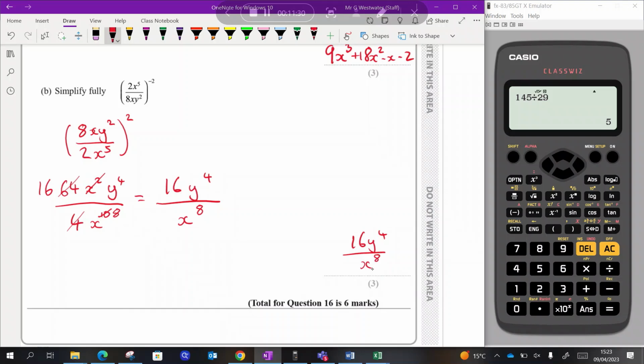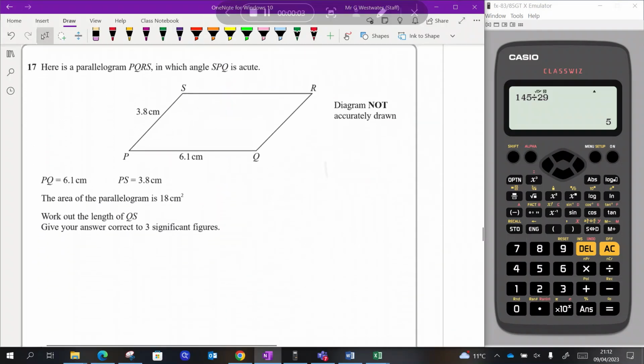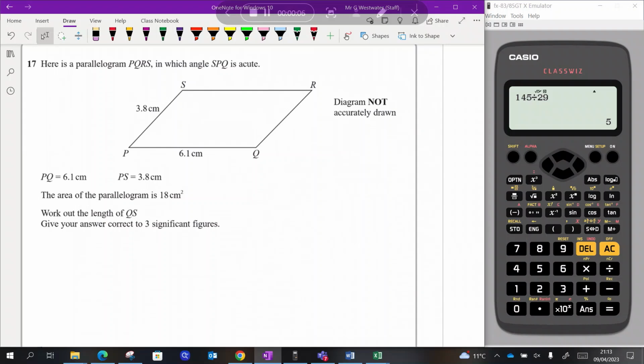Some people left this as x to the minus 8 next to this, but either is absolutely fine as an answer. On to question 17. So here is a parallelogram, PQRS, in which angle SPQ is acute. We're told PQ is 6.1 centimeters and PS is 3.8. The area inside is 18 centimeters squared. Work out the length of QS, which is this one here, and give your answer correct to 3 significant figures.